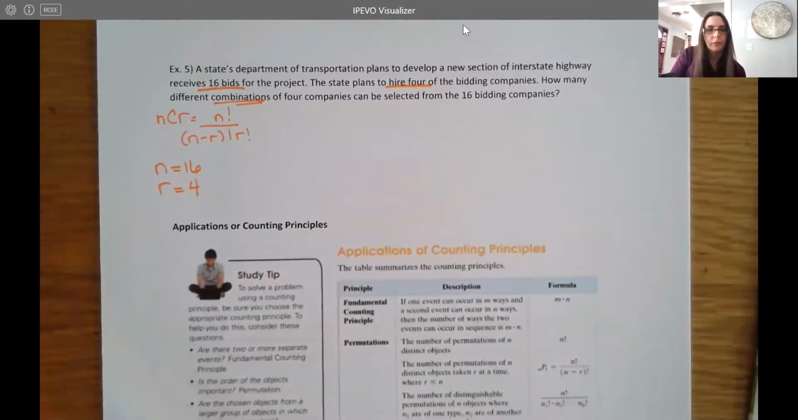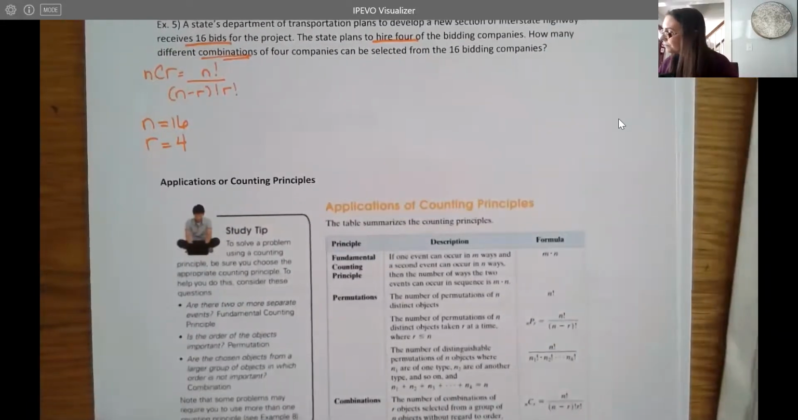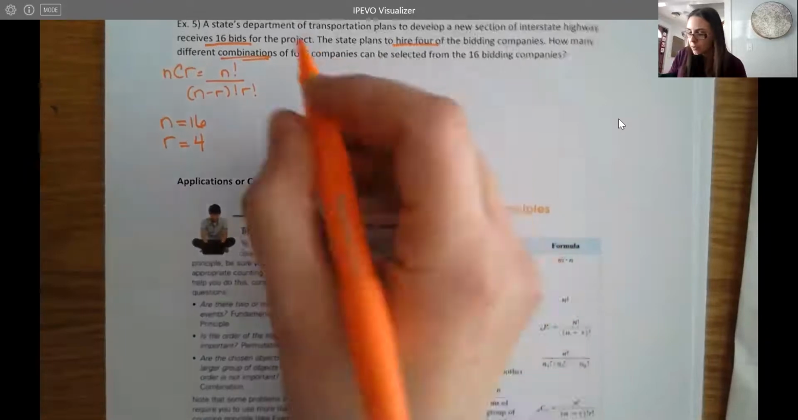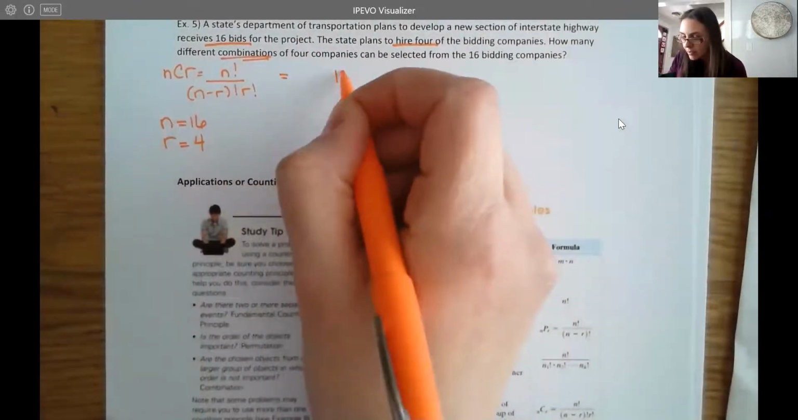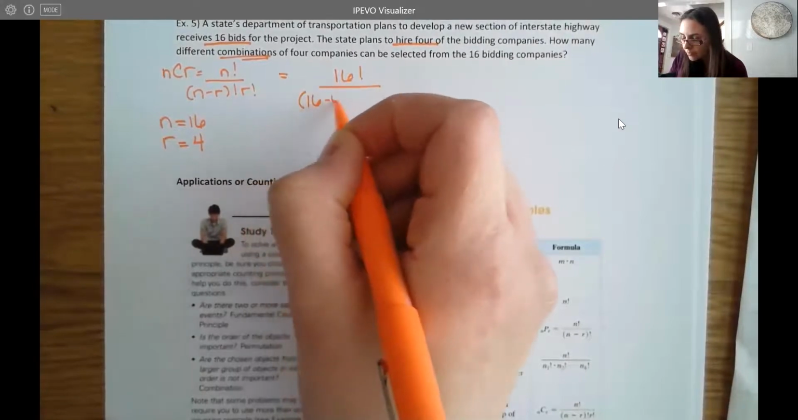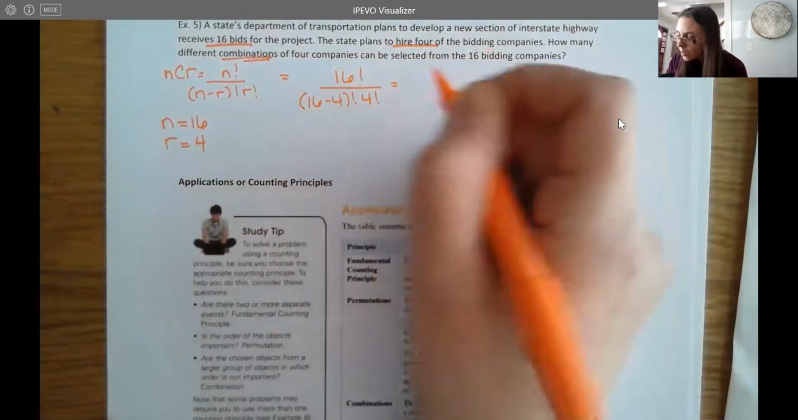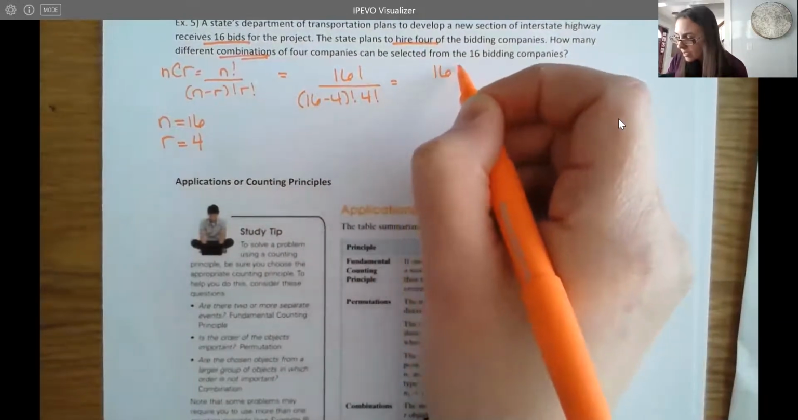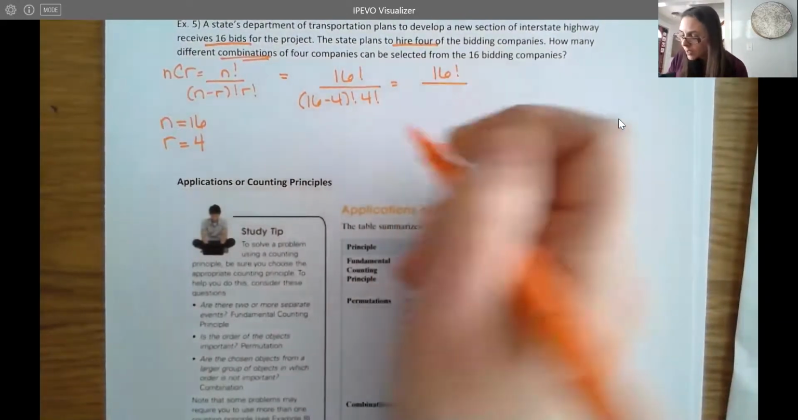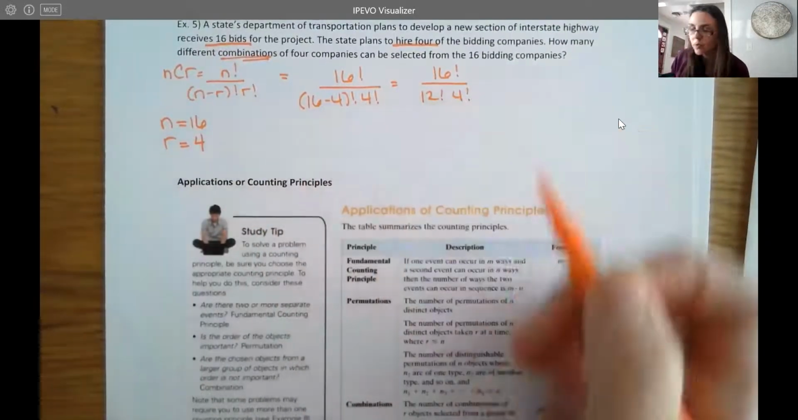All right, so let's figure out our answer then. So I'm looking at 16 factorial over 16 minus 4 factorial times 4 factorial. So I'm going to just leave this as 16 factorial just for a second. 16 minus 4 here is going to be 12, and then I have 4 factorial.